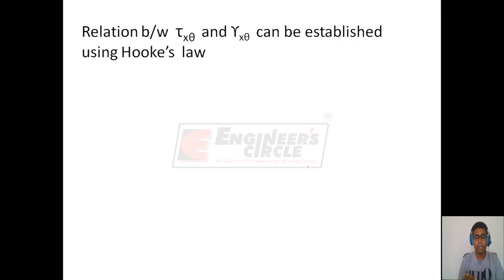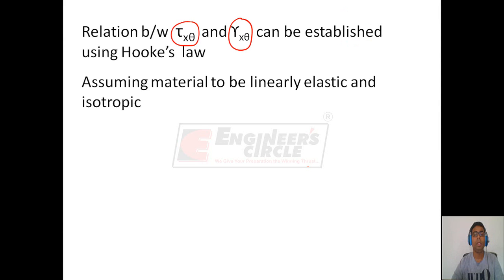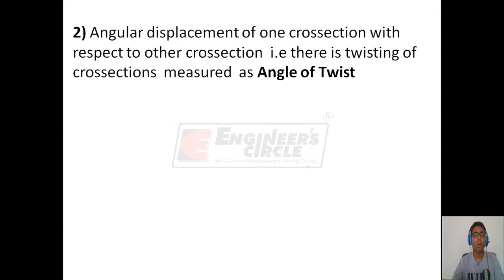Now to find the relation between tau x theta and gamma x theta, we can use Hooke's law. Assuming the material to be linearly elastic and isotropic, we can say that gamma x theta is equal to tau x theta divided by G. The second effect of torsion is the angular displacement of one cross section with respect to another cross section. That is, there is twisting of cross sections, which is measured as angle of twist phi.